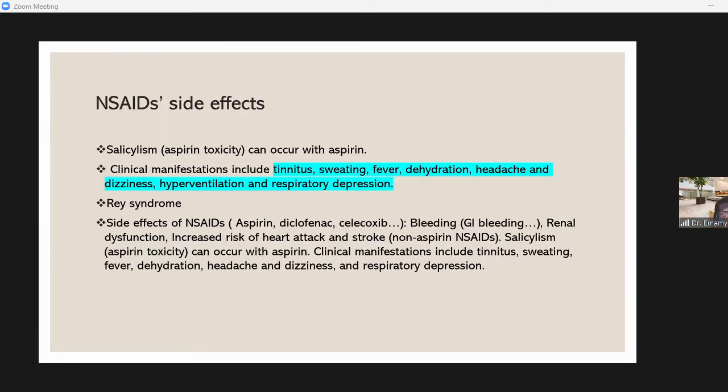NSAIDs, they all increase risk for bleeding. So patients should take NSAIDs like aspirin and ibuprofen with food, not on an empty stomach, and with a full glass of water. And if the patient has a history of peptic ulcer disease, the patient shouldn't take NSAIDs.